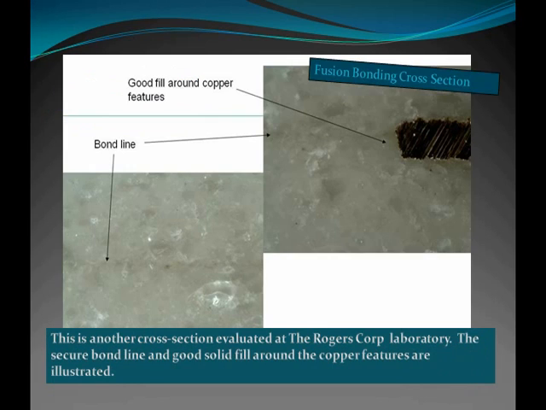This is a second cross-section, also performed at the Rogers Corp lab. Again, a good solid bond line can be seen, along with fully encapsulated inner layer copper features.